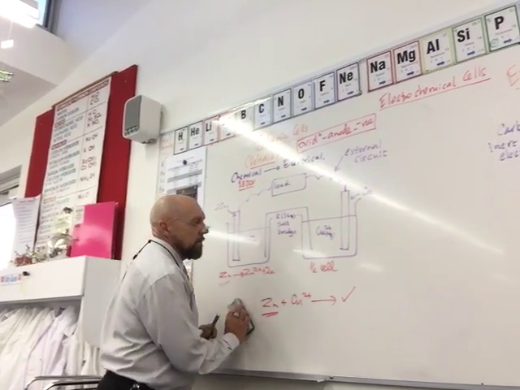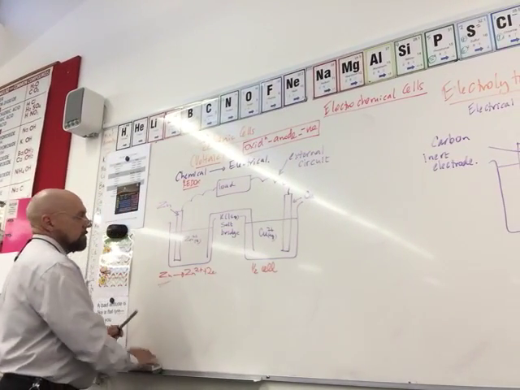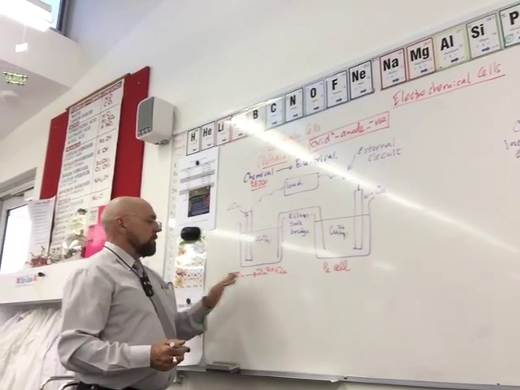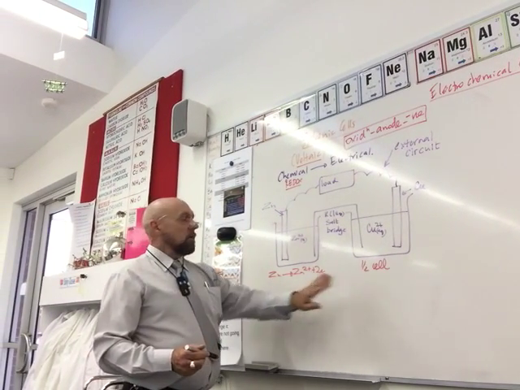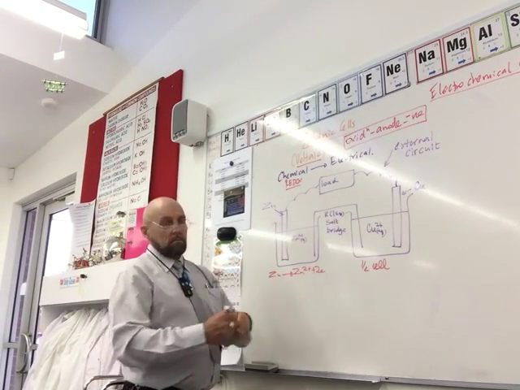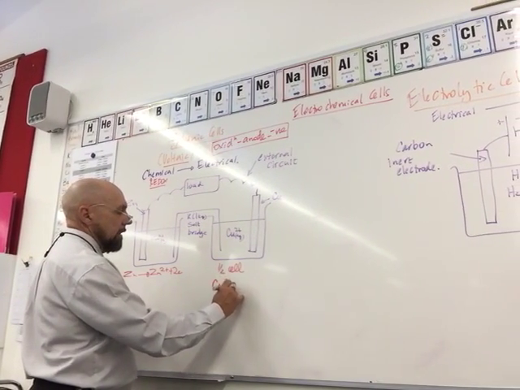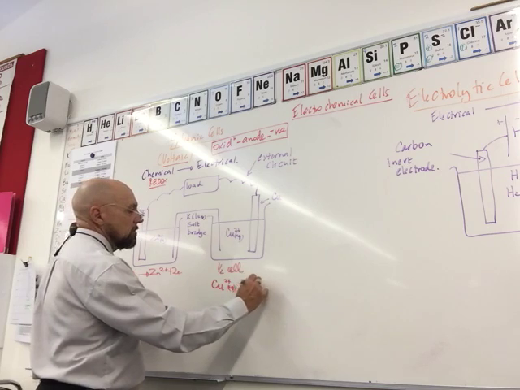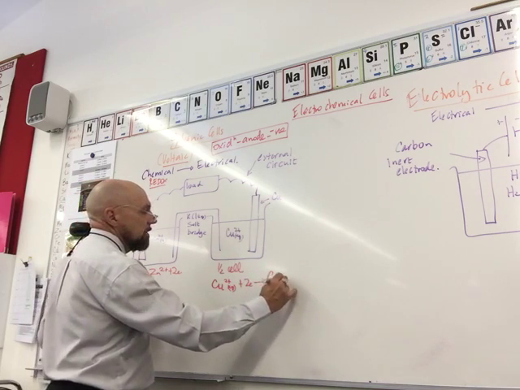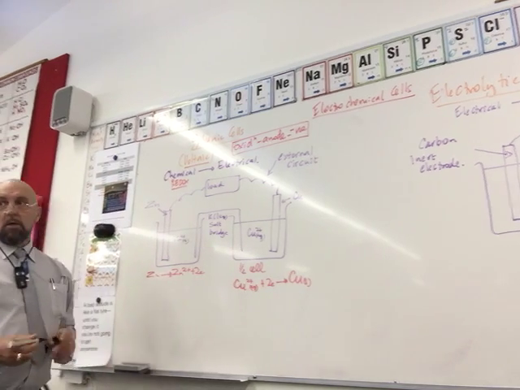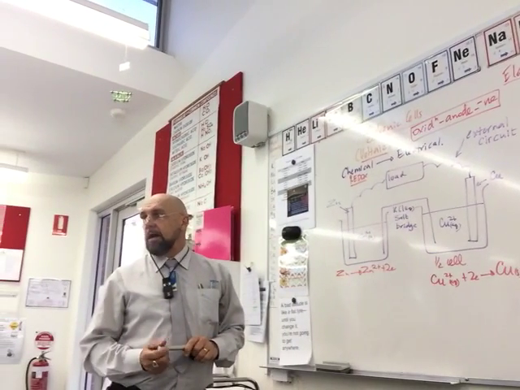Now, we've worked out that that's the reaction. So that means if that's what's happening in this half cell, then I can work out what's happening in that one. It must be Cu2+ aqueous plus 2 electrons goes to copper solid. So they must be my half cell reactions.